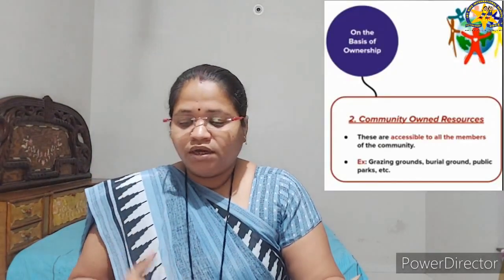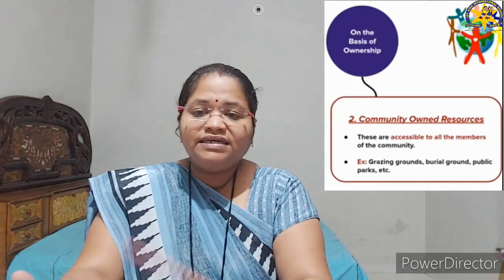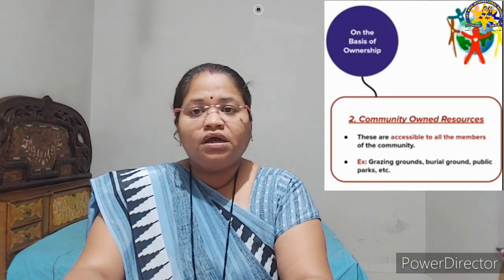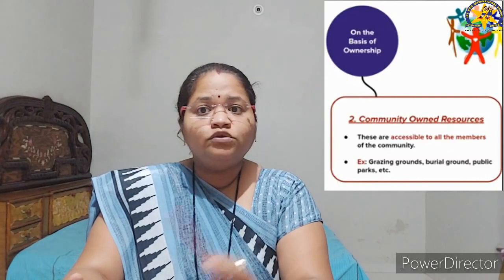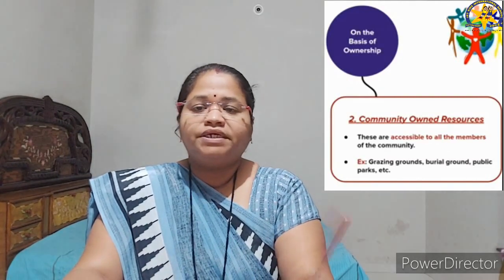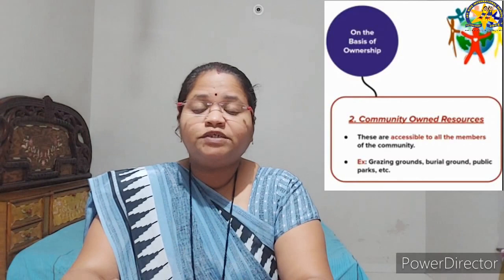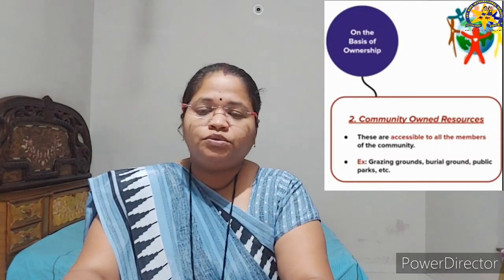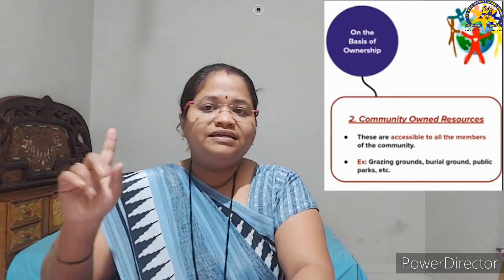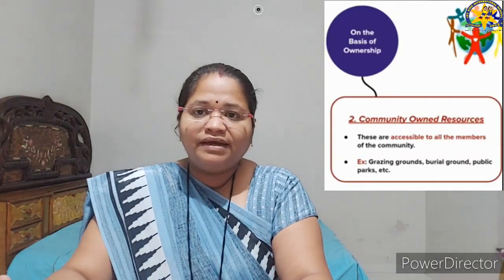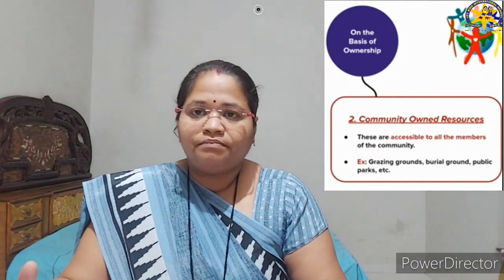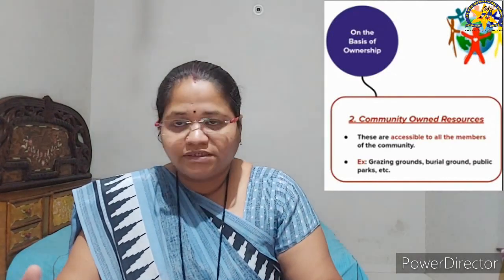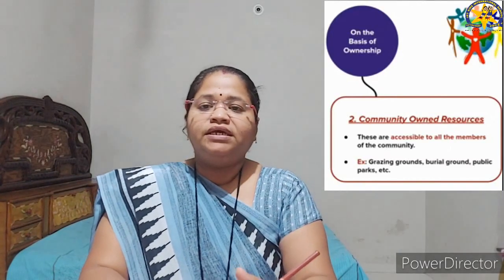Next is community owned resources. These are resources which are publicly used by everyone. Take the example of a park, a picnic spot, some of the places which people are publicly able to use. It means no single individual owner is there. It's public, or it's the property of the government.